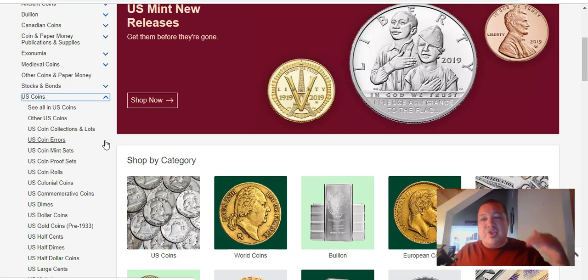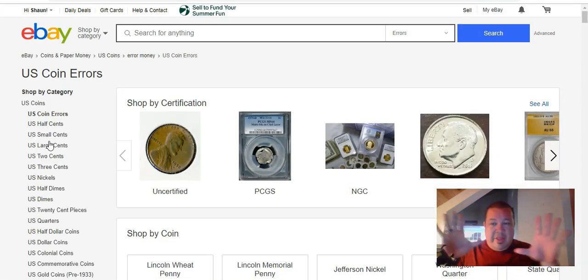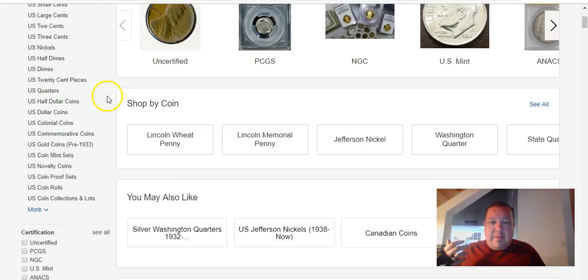Now, you don't have to look at just error coins. You can look at pennies, nickels, dimes, quarters, gold pieces, commemoratives, you name it. But today, we are going to take a look at U.S. coin errors. Okay, the more important part of this is not what people are asking for the coins, because some people may be asking hundreds of dollars for something that's so minor in the coin game that it may not sell. Okay, we want to know what sells. All right, so we're going to take a look at sold listings.